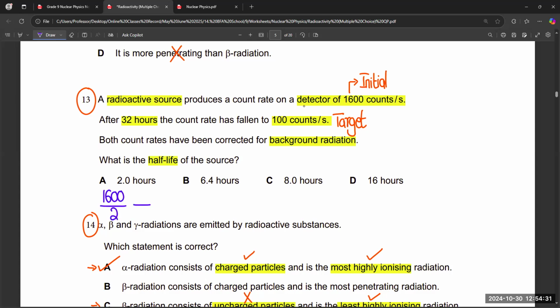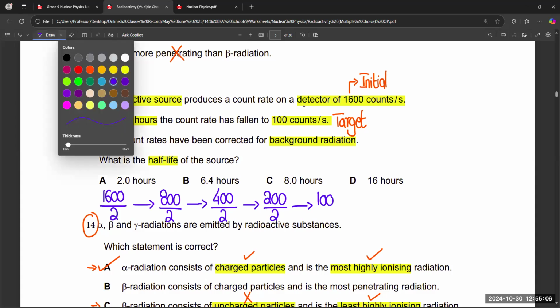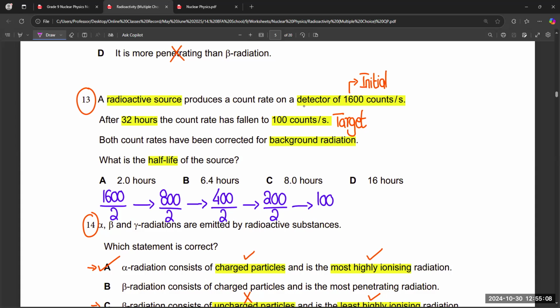divided by 2 equals 800. Again, another half-life, 400. Another half-life, 200. Another half-life, 100. Right? So in this way, we reach the targeted value given in the question. And how many half-lives do we perform in this question to reach the targeted value?